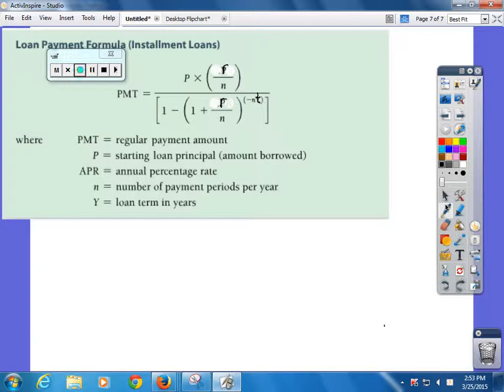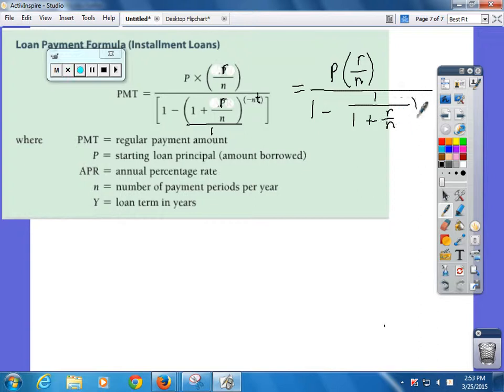This right here is over 1, so I'm going to rewrite mine as equals T times R over N, over 1 minus 1 over 1 plus R over N raised to the NT power. So let's look at that. All I did was this.